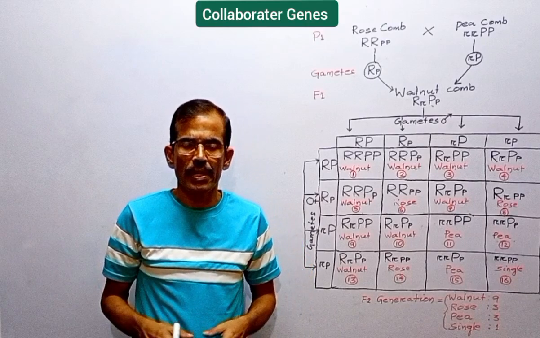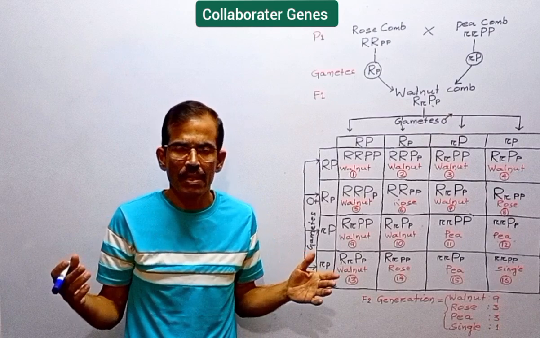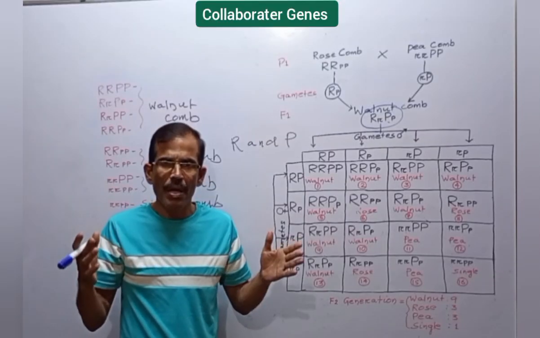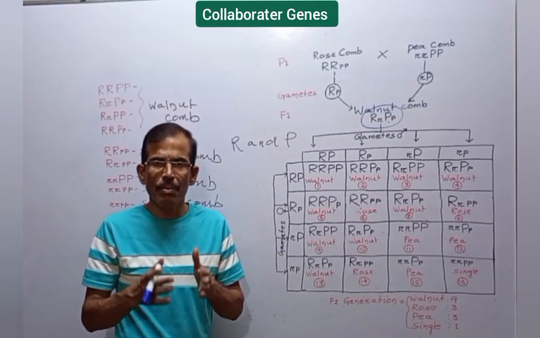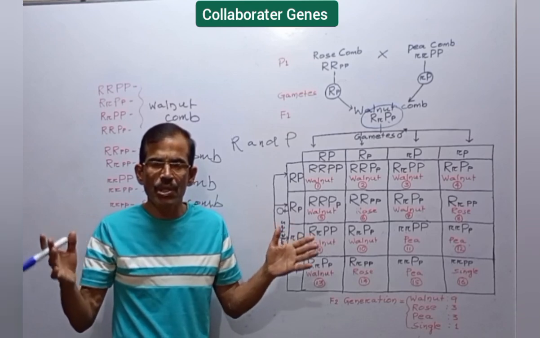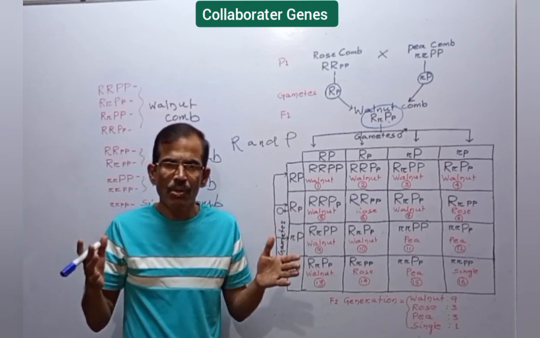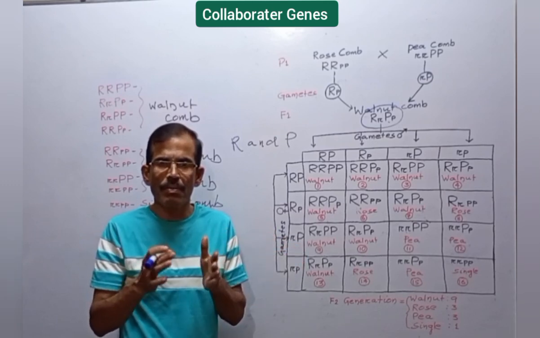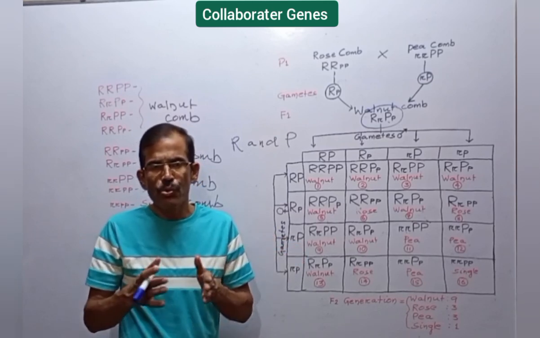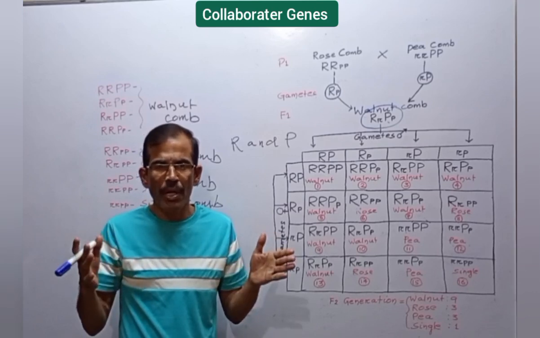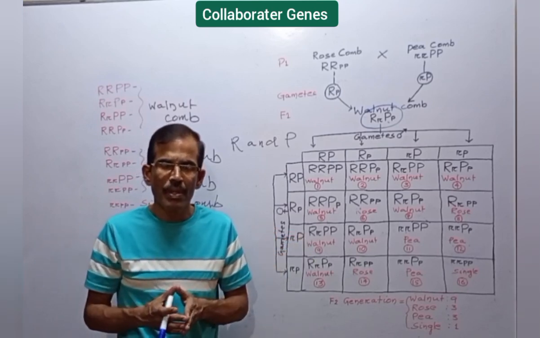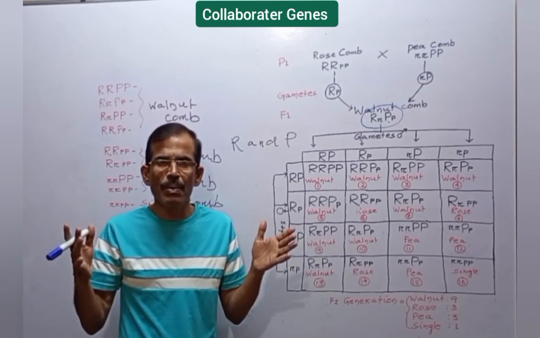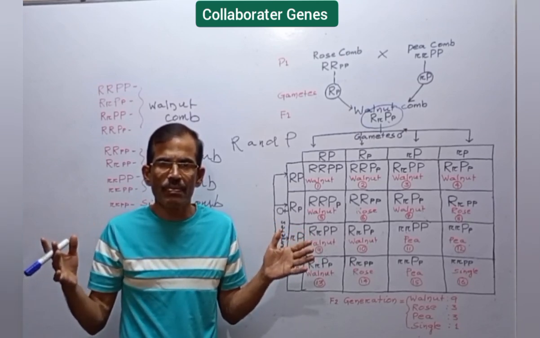Friends, today we shall discuss gene interaction that results in novel phenotype. We will focus primarily on the interaction between two independently assorting genes that produce a phenotype which is different from the one expressed by either of the parents. Because two genes interact or collaborate to produce the new phenotype, such genes are called collaborator genes and the new phenotype is known as novel phenotype.